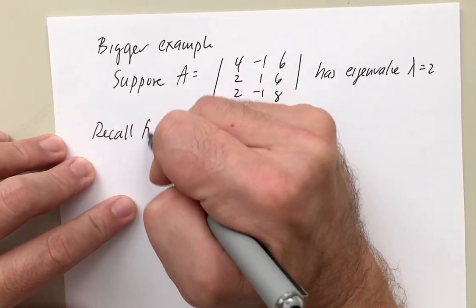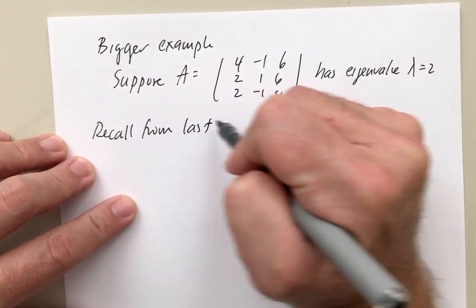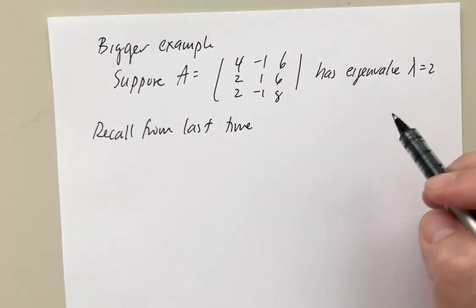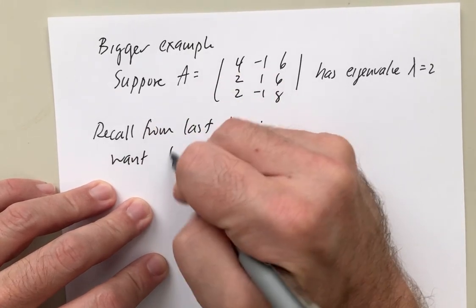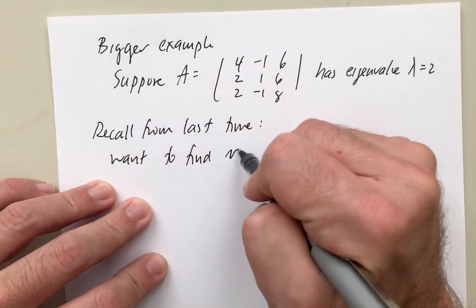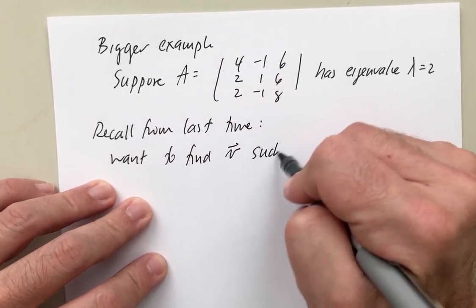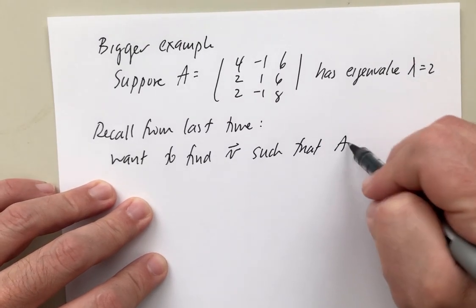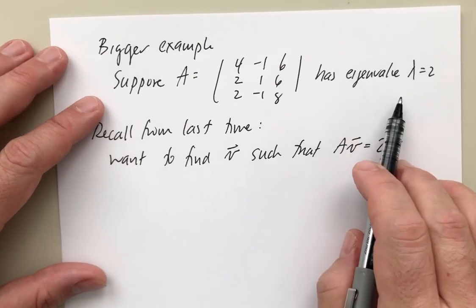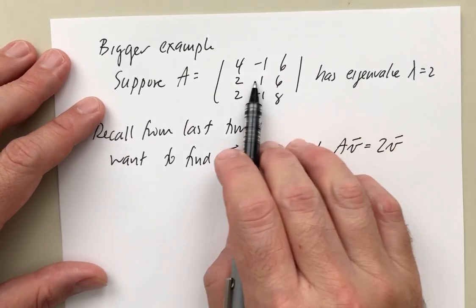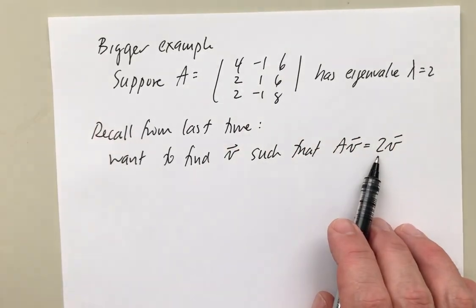Okay, so recall from last time, if we want to find an eigenvector, let's say V, such that it actually realizes this, so AV is actually 2V. Remember, you told me there's an eigenvalue, so there's some vector out there where this works. How do I actually find it?